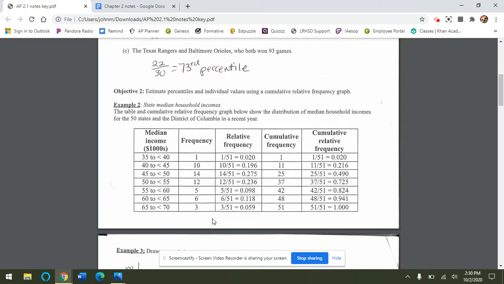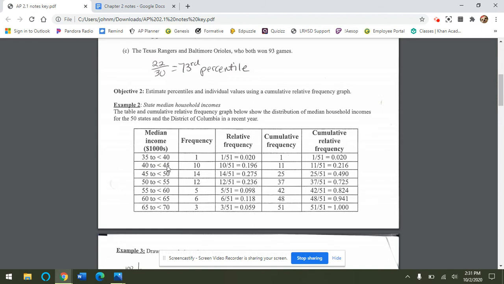Now, how we can use percentiles, if we go for a different example, is this table. It's a table and a cumulative relative frequency graph that are going to show the distribution of median household incomes for the 50 states and the District of Columbia in a recent year. So there was one state that had a median income of 35,000 to 40,000. There were 10 states that had a median income of 40,000 to 45,000.